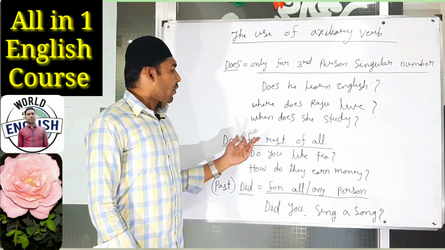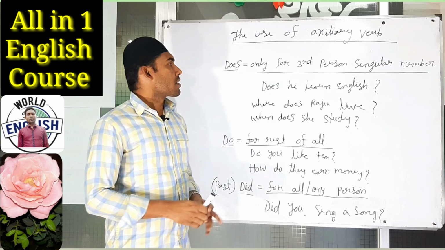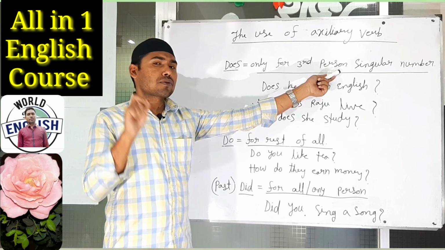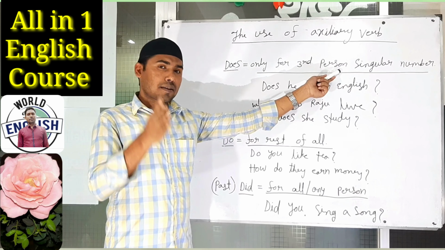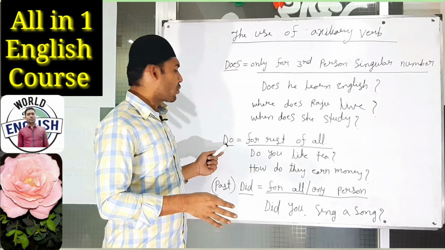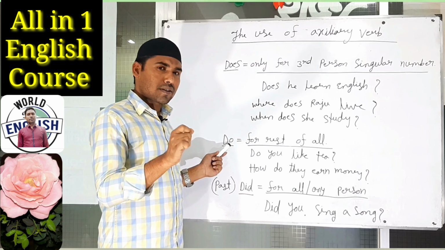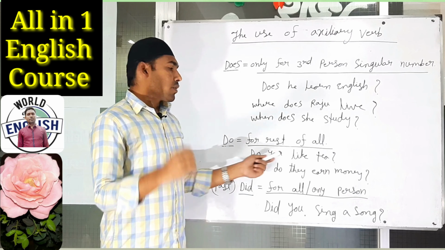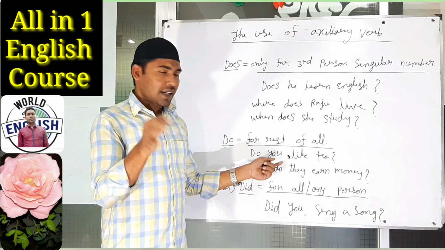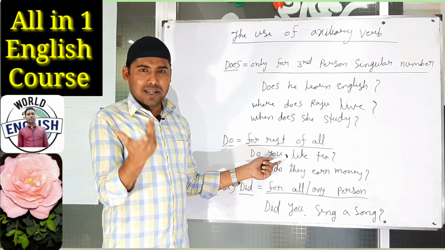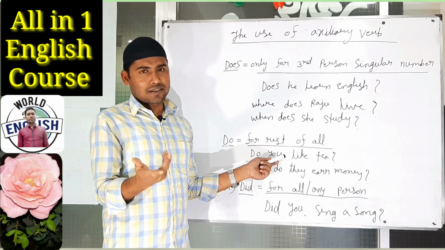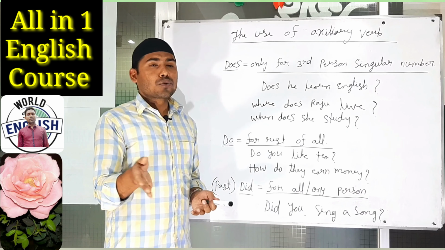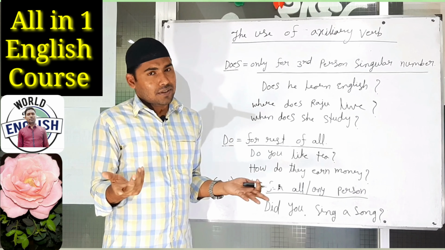Do is used for the rest of all. That means without third person singular number, all the subjects will take do to make questions in present indefinite tense. Suppose, do you like tea? It's a basic question. Yes, I like tea. Do they like tea? Yes, they like tea. Do you live in Dhaka? Yes, I live in Dhaka.